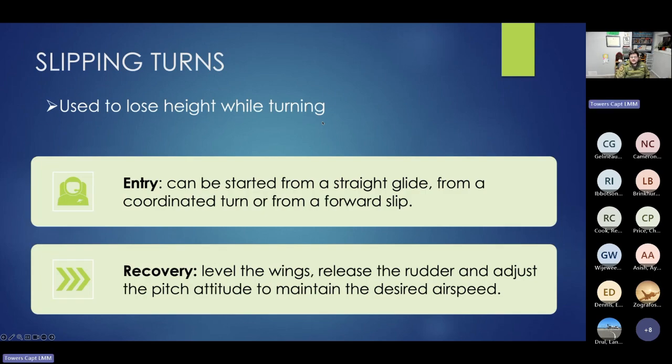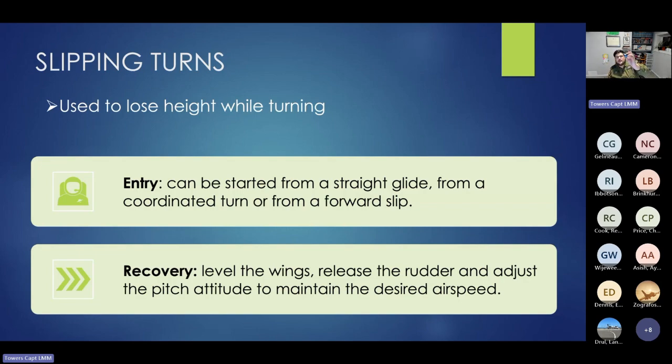Okay, slipping turns. We use them to lose height while turning. So the entry can be started from a straight glide, from a coordinated turn, or from a forward slip. And to recover, we just level the wings, release the rudder, and adjust the pitch attitude to maintain the desired airspeed. So normally in a turn, you want to be coordinated, entering your turn, adding your pitch and your rudder, and being coordinated.